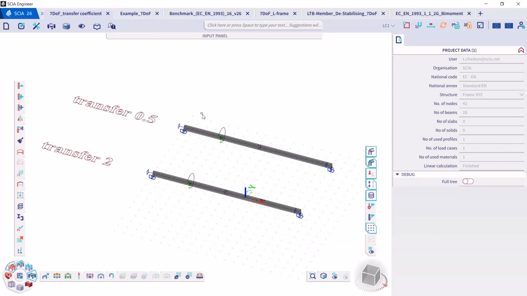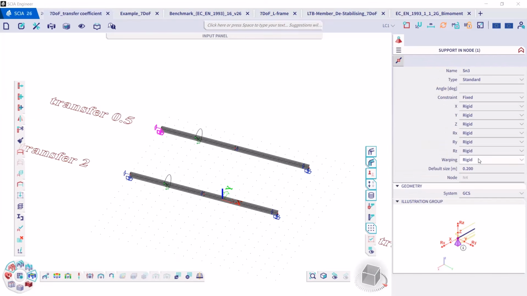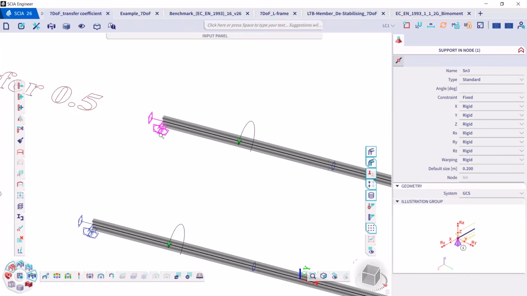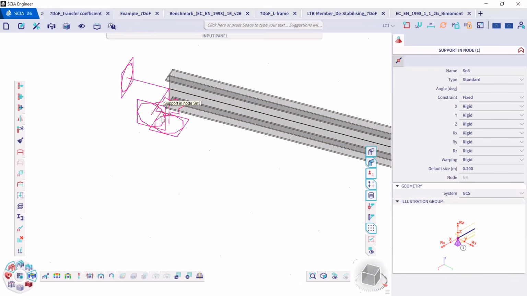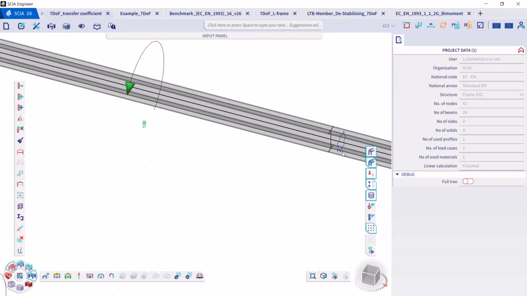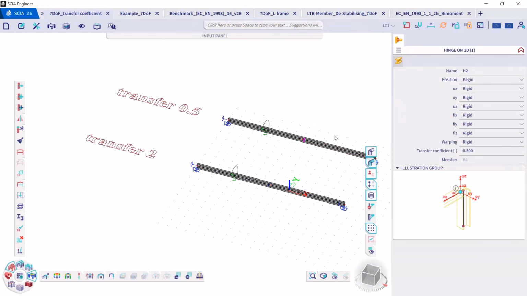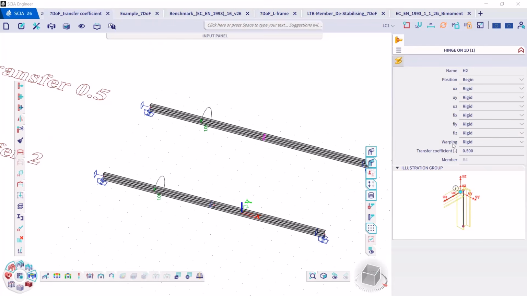So as for the boundary conditions, if you look at supports, you can see here that warping is set as being rigid, and you can see this new shape which represents the fact that we have blocked warping. And of course, we can also choose free or flexible if you want to. And the same thing goes for the hinges. So we have put here a hinge between the two beams. And in the first example, we have chosen warping as being rigid.